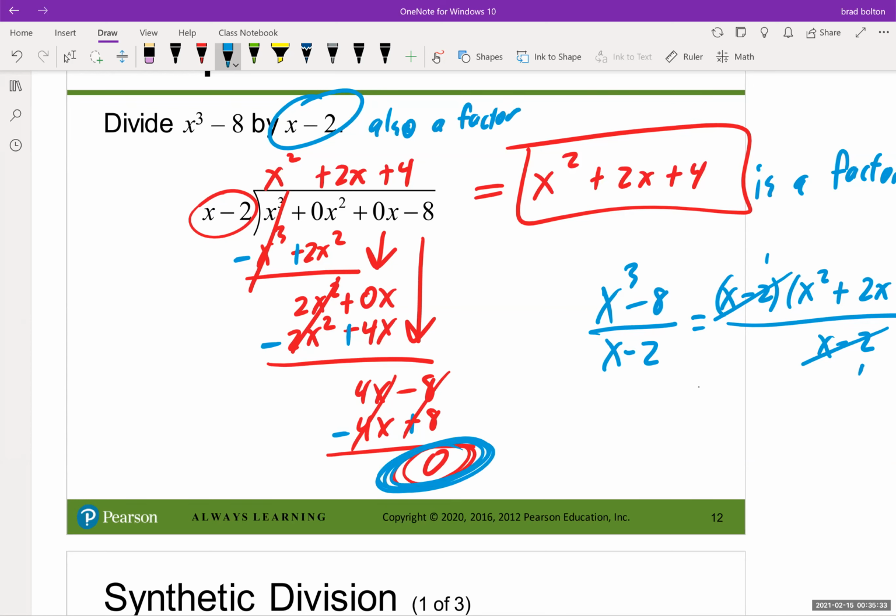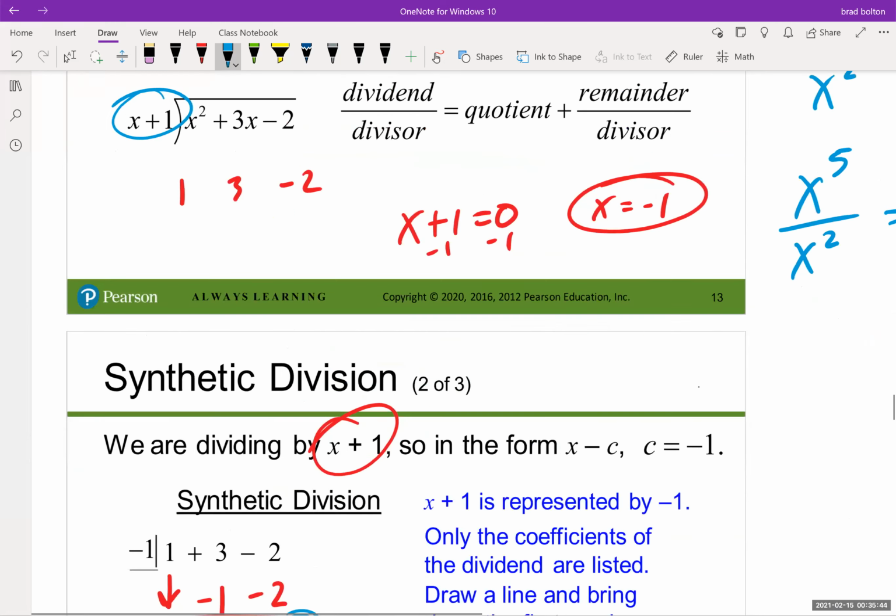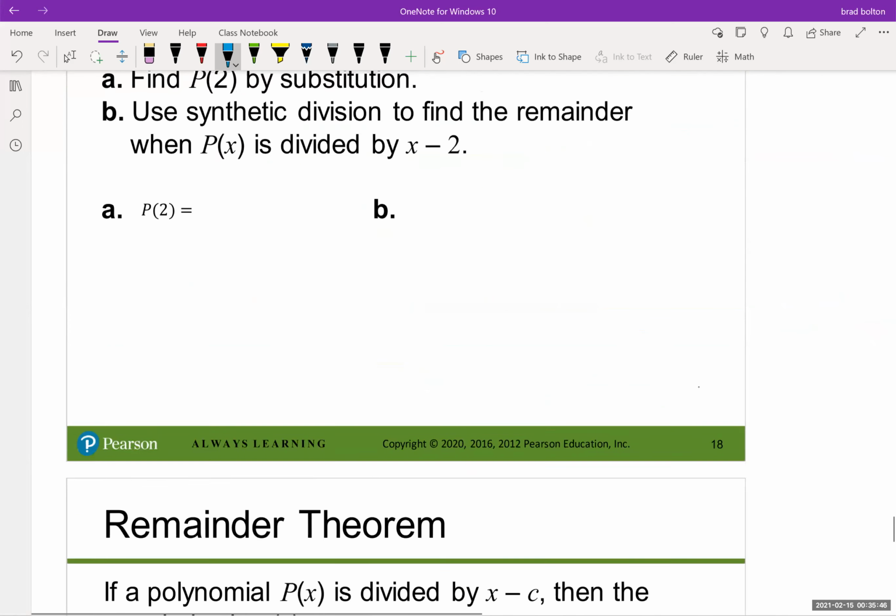When you get a remainder of 0, that means it is a factor. That means it is a 0 of the polynomial. When you don't get a remainder of 0, that means it is not a 0, and that means that it is not a factor of that polynomial. So now let's come over to here.